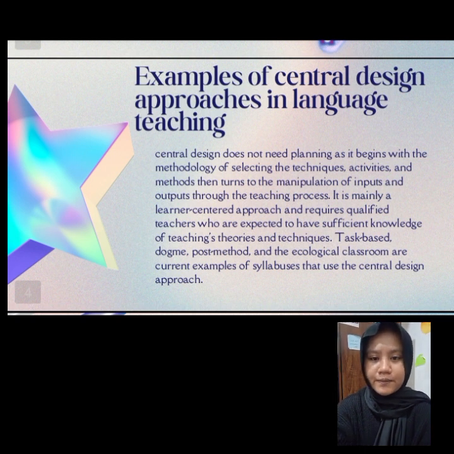It is mainly a learner-centered approach and requires qualified teachers who are expected to have sufficient knowledge of teaching theories and techniques. Task-based, post-method, and the ecological classroom are current examples of syllabus that use the central design approach.